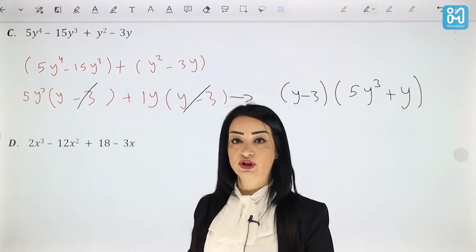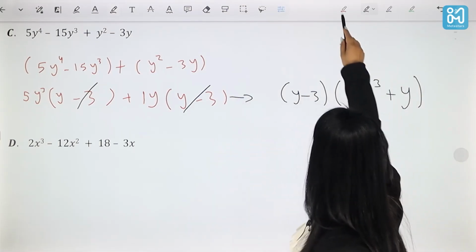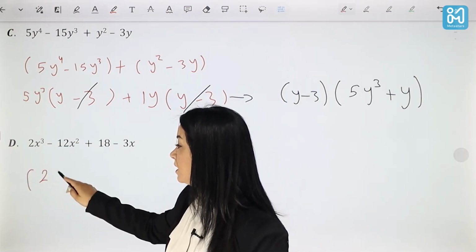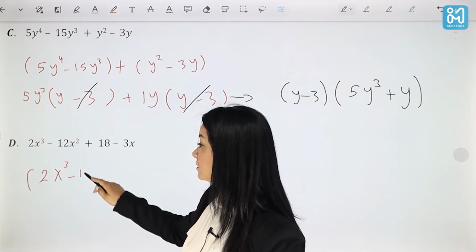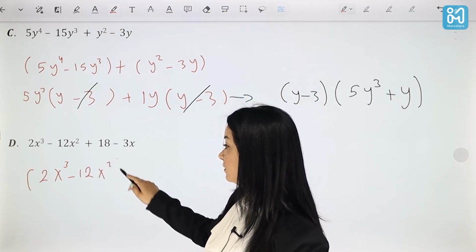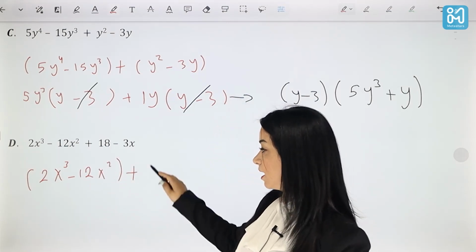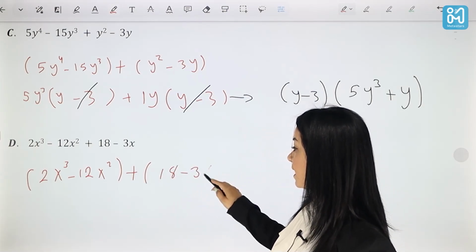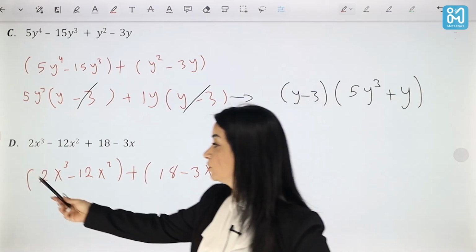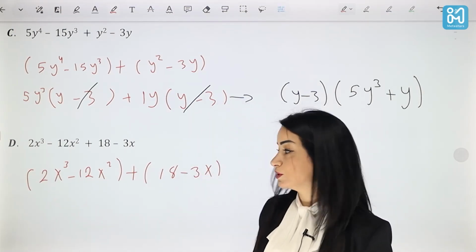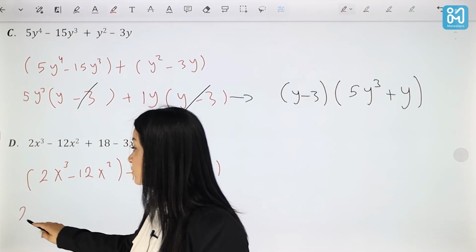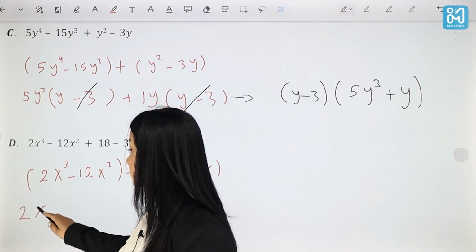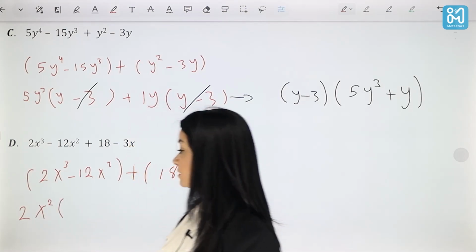Again, now let's do this example. I have 4 terms, so we will start by taking each 2 terms together. 2x cubic minus 12x squared. Then plus, I open the second, then here I have 18 minus 3x. Okay, now 2 and 12. What is the common factor between 2 and 12? Of course, it's 2. x cubic and x squared, what is the common factor here? It's x squared.